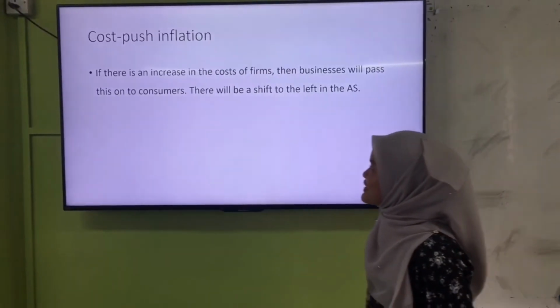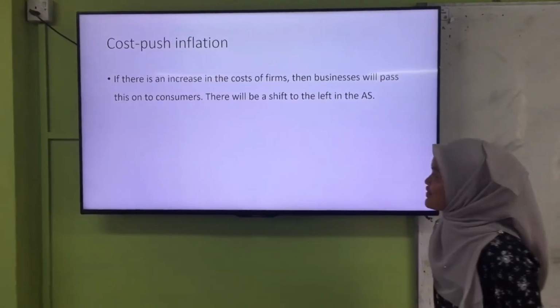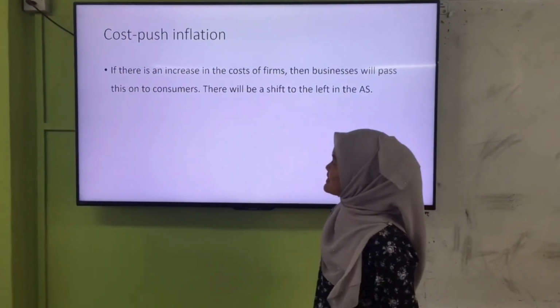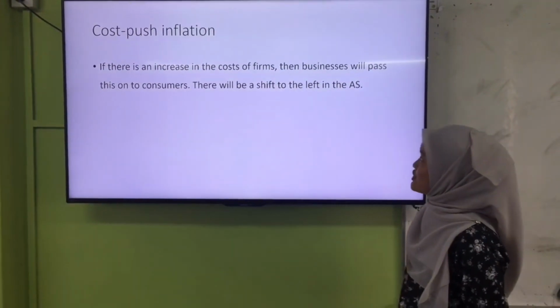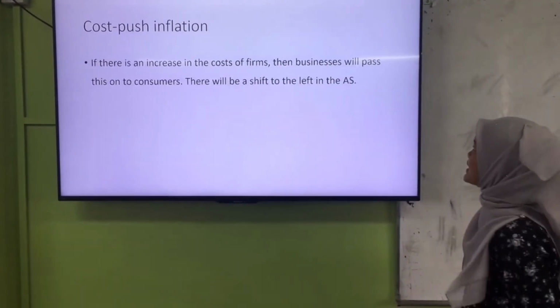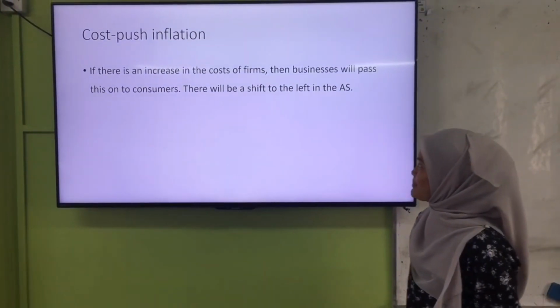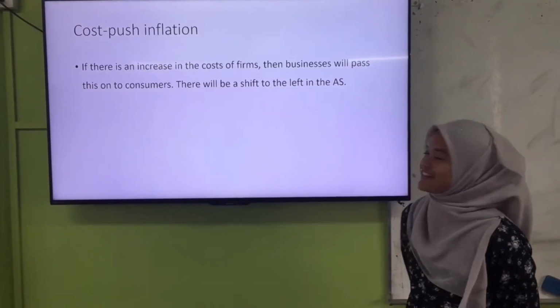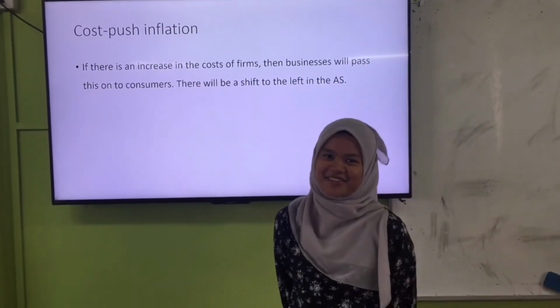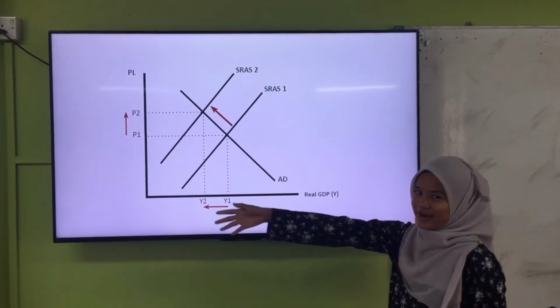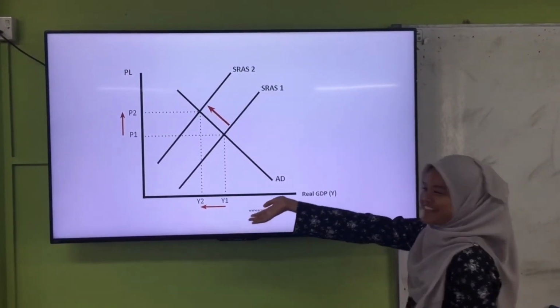So next, cost push inflation. Cost push inflation is if there is an increase in the costs of firms, then businesses will pass this on to consumers. There will be a shift to the left in the supply curve. So this is the graph of cost push inflation.